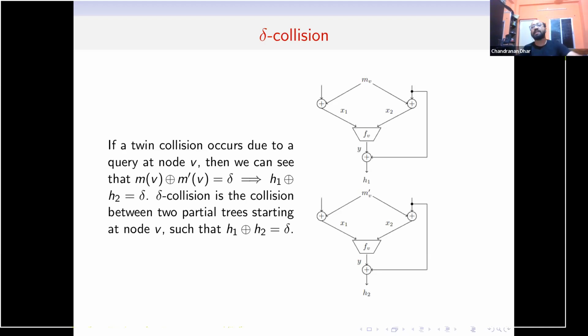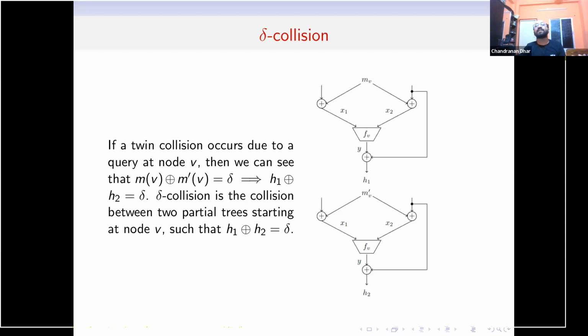So if we fix some delta, then for a twin collision to occur, what we must have just immediately before the ith query at the node V is two partial trees. One starts at the output H1 at the node V, and one starts at the output H2 at the node V. Their XOR is delta, and for two partial messages M and M prime, there is a collision.